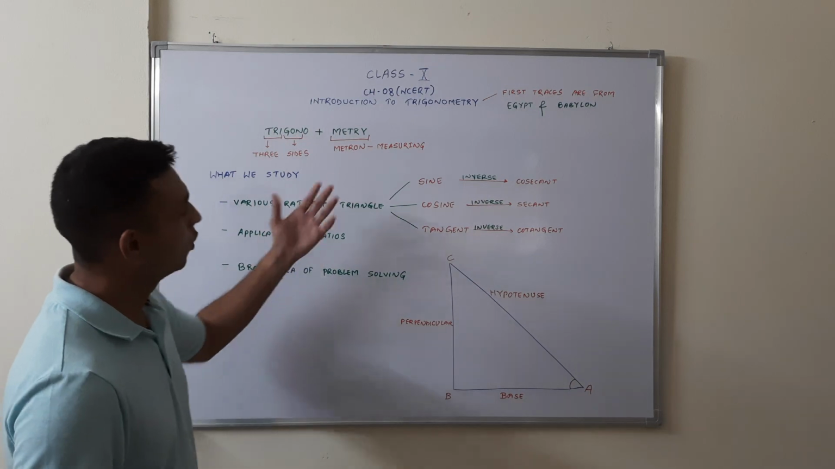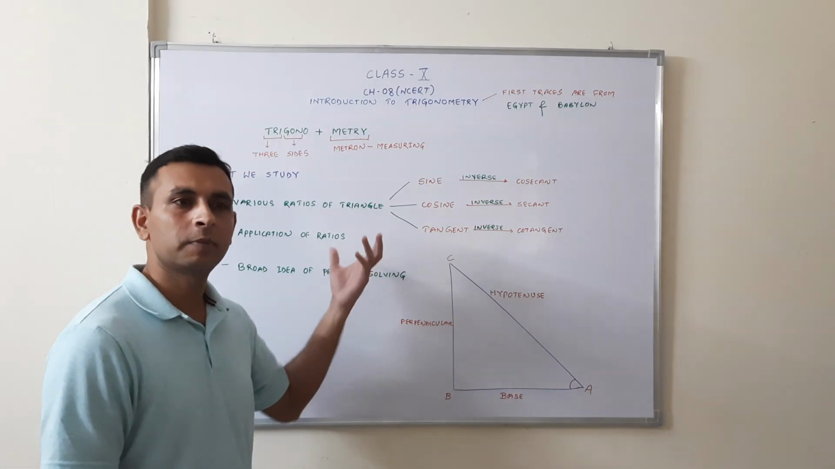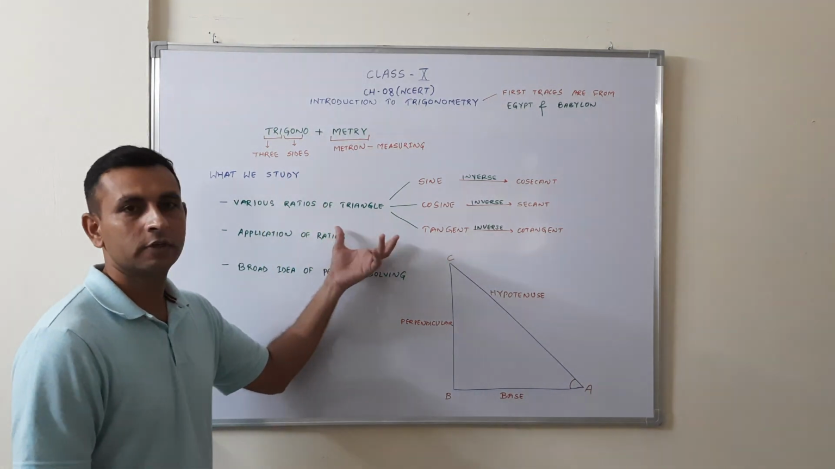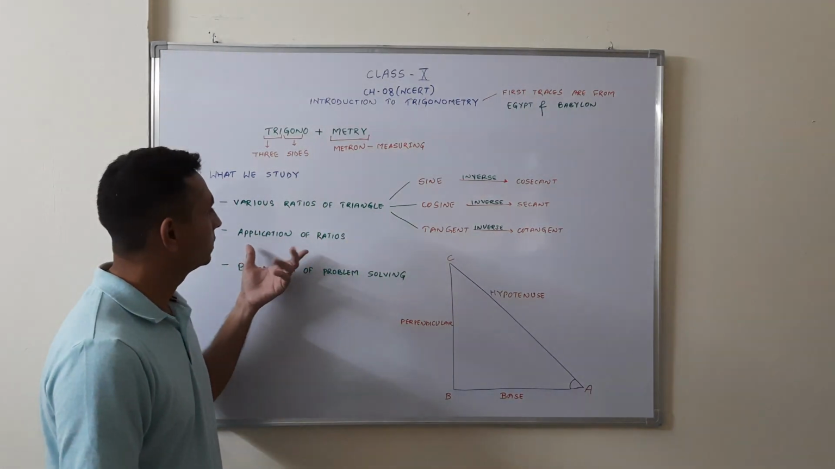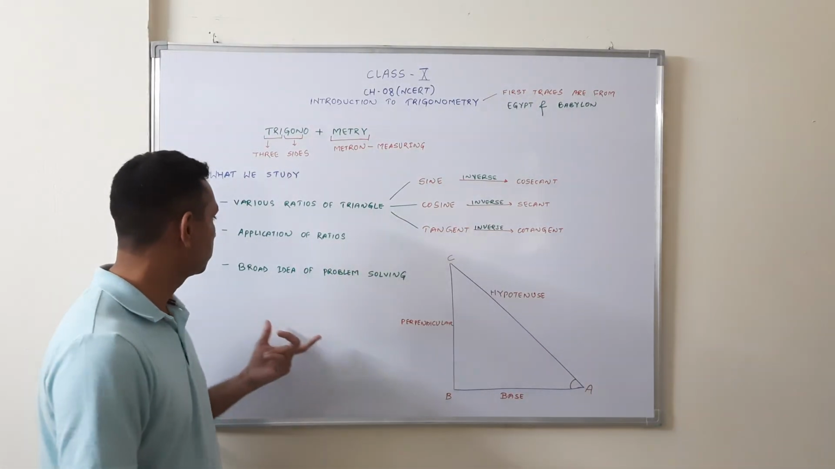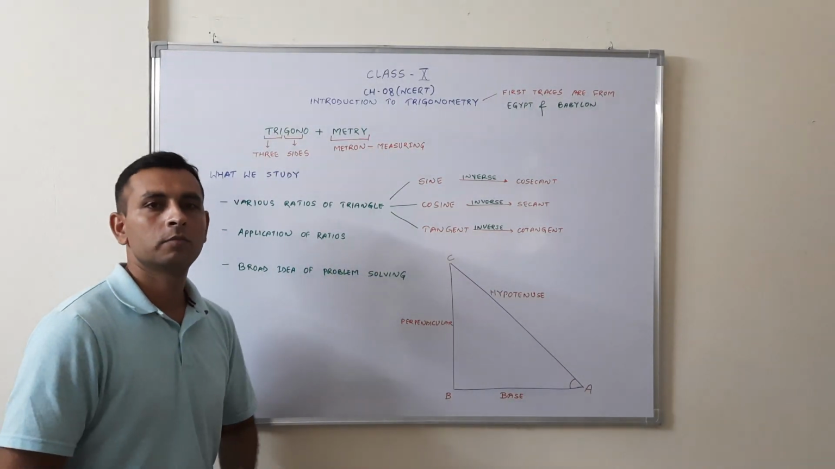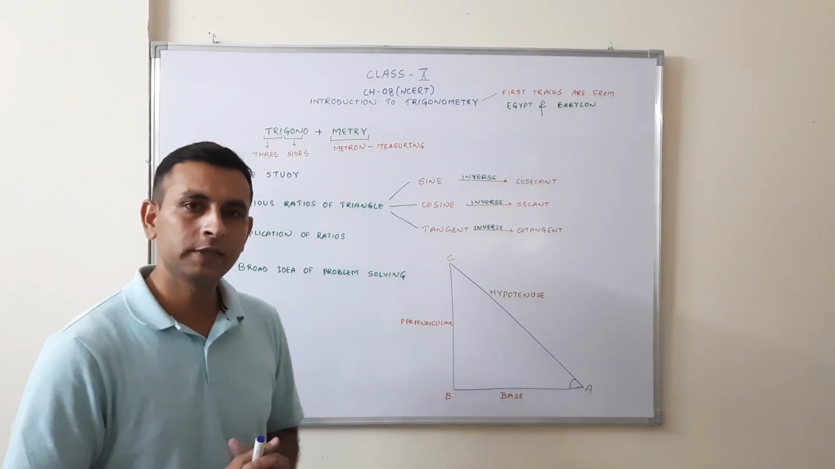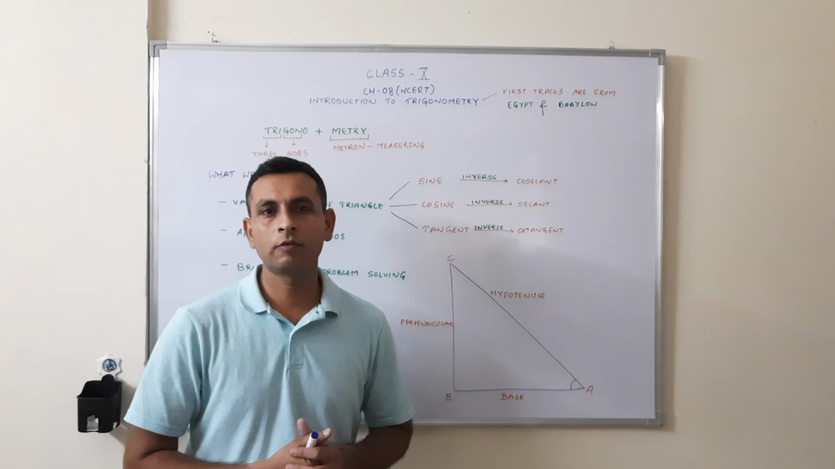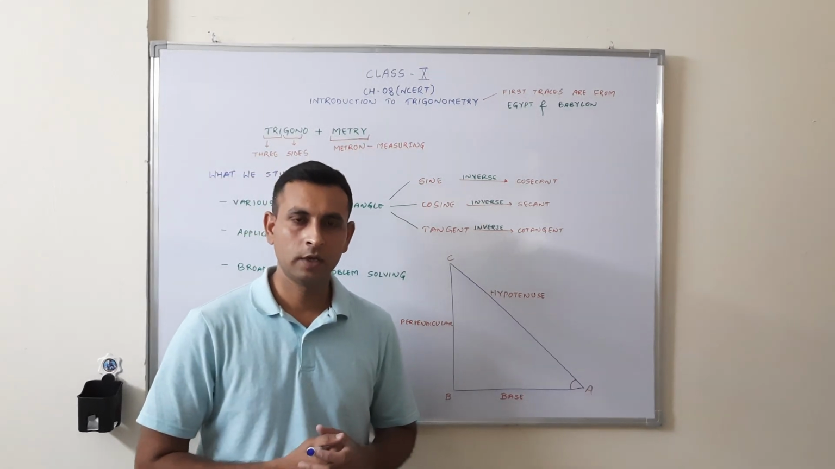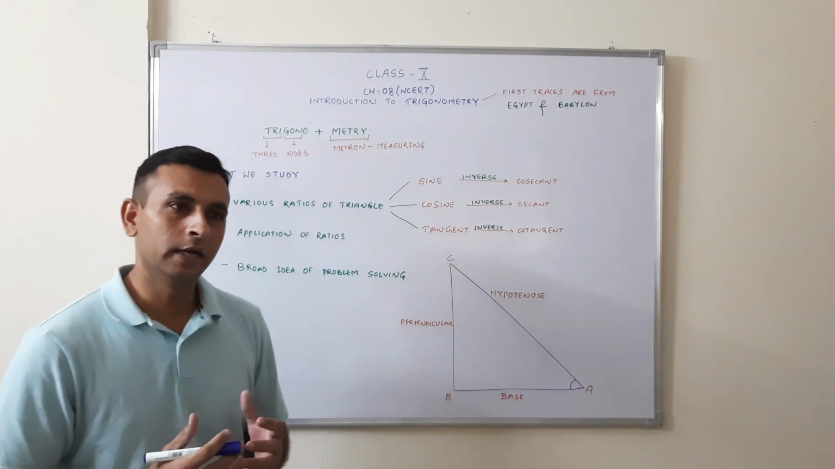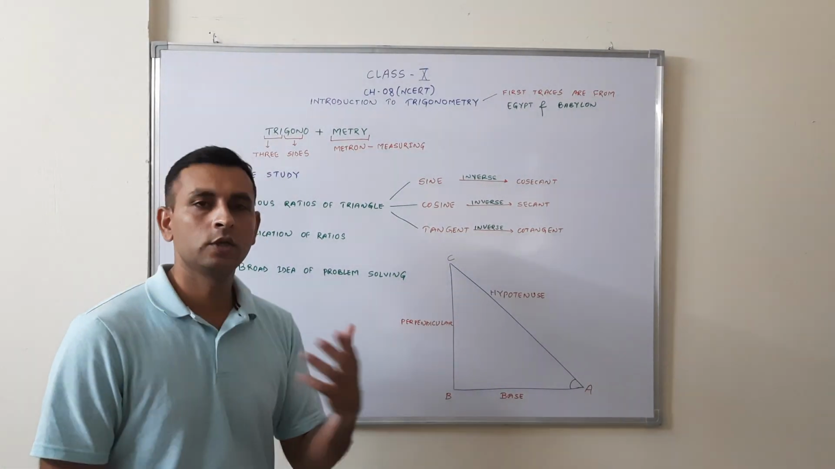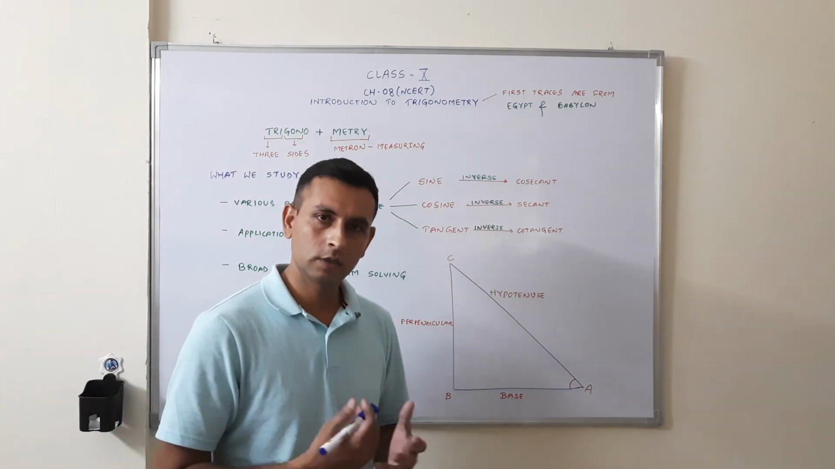Now, what do we study in this chapter or in this particular lecture? We will be studying the various ratios of the triangle, the applications of these ratios, and the broad idea of problem solving. How do we go about the problems? Because ultimately, whatever we study, if we don't apply it in our life, then there is no use of it. So it becomes most important to apply your knowledge to the real world or real life.